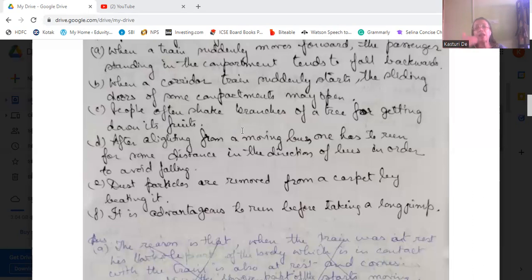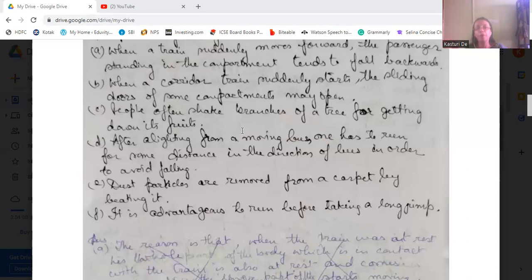His upper part will have a tendency to move forward, and that's why he may fall forward. But if he starts running for some distance, then the whole body will have that motion state. Slowly, he will reduce the speed and ultimately stop, and then his whole body will come to rest. So that's why, to avoid falling, if a person alights from a moving bus, he has to run for some distance.